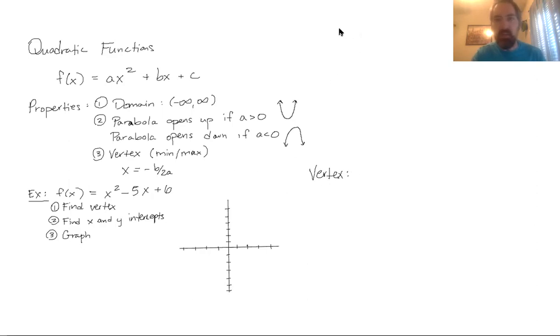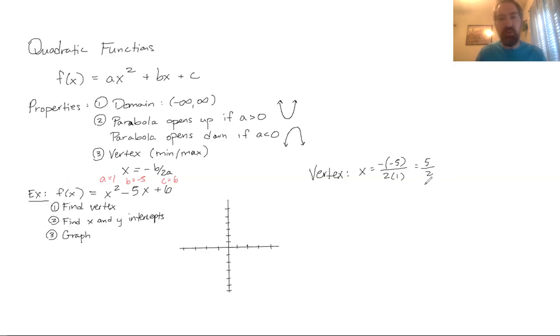It may be helpful for you to label what our a, b, and c are. a is 1. If there's not a number in front of the x squared, we assume that to be 1. b is negative 5. c is 6. So using the formula x equals negative b over 2a, we can find the x value. So we have a negative 5. That will become a positive 5 over 2 times 1. So that is 5 halves. I'm going to leave that as an improper fraction. We could rewrite that as 2.5, sure.